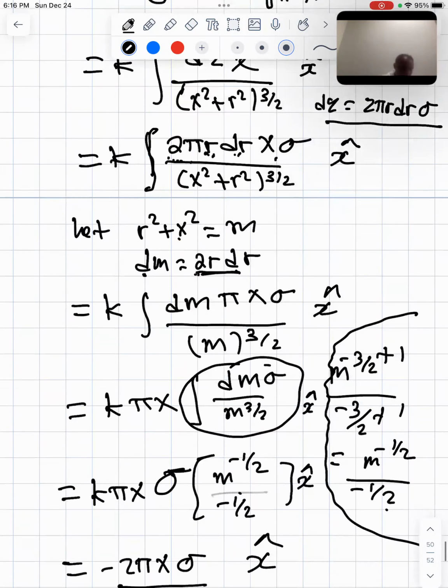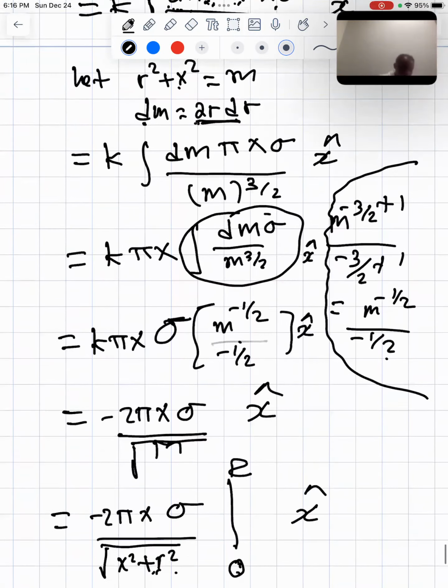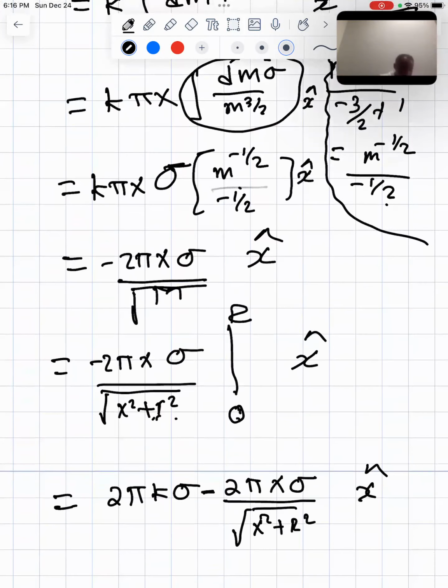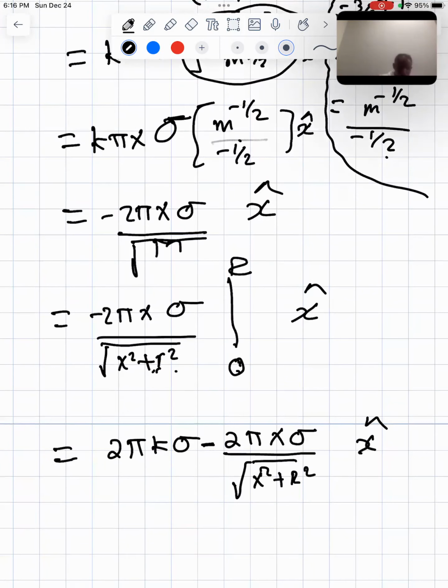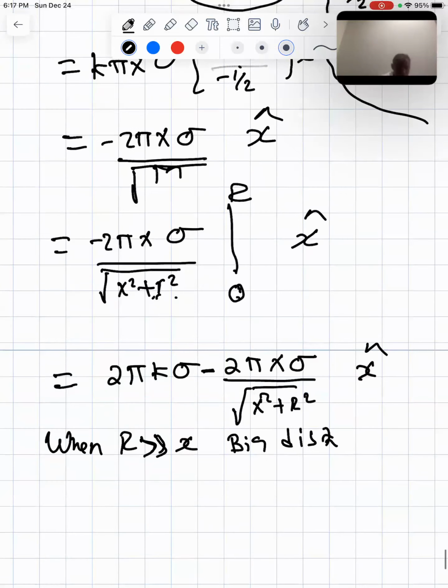So first I do the substitution technique. Then after that, I arrived here, and then I plug back the value of m, and then I get that. And then I do the integral. This is the integral 2 pi x sigma over x squared. Now, when r is extremely bigger than x, meaning when you have a big disk, you can neglect r.